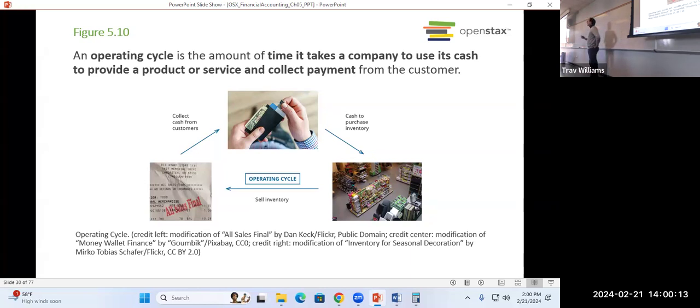For simplicity's sake, we're just going to use a year when we're talking about current versus non-current. But this is another important concept just to be aware of. Okay? So the operating cycle is basically from the time the money goes out to when it comes back. All right, kind of like a boomerang, right?